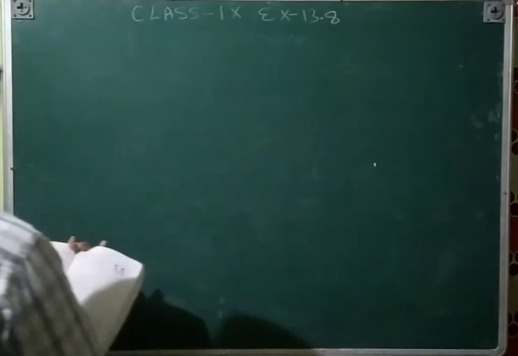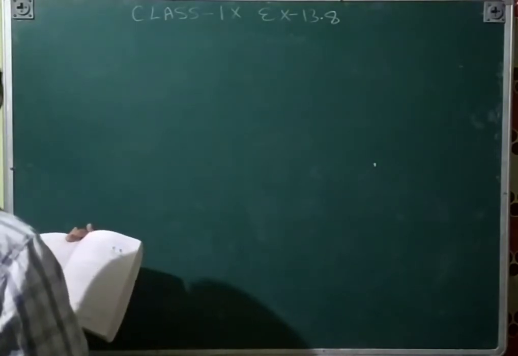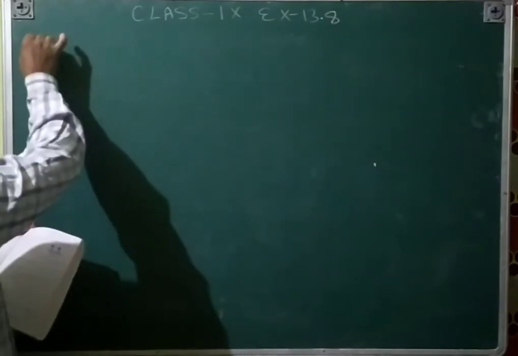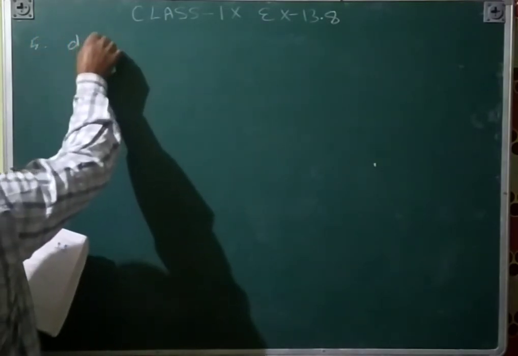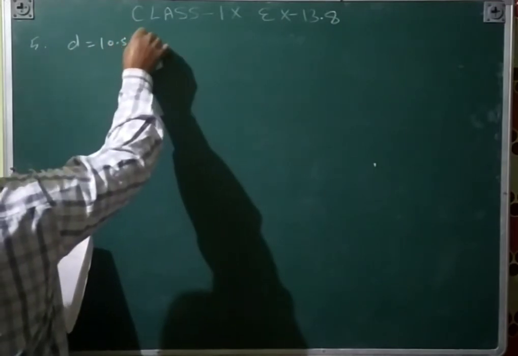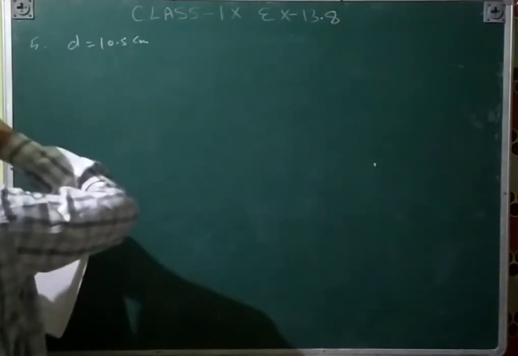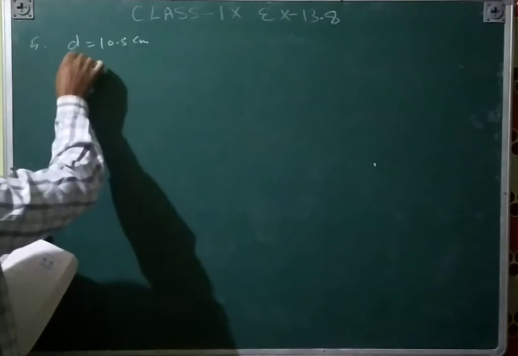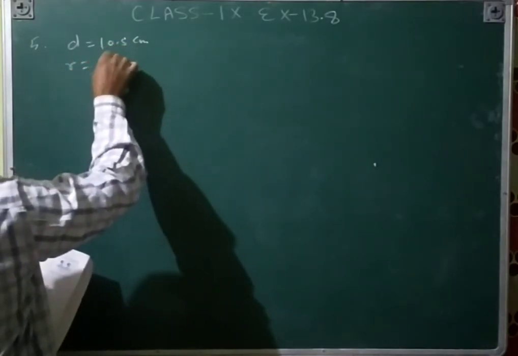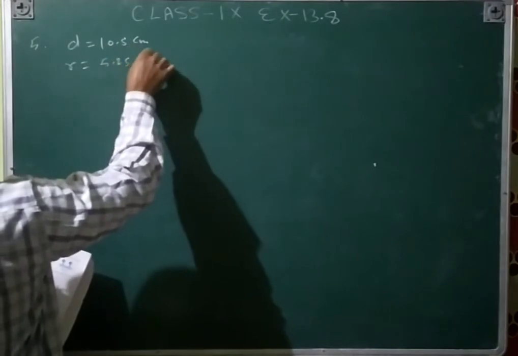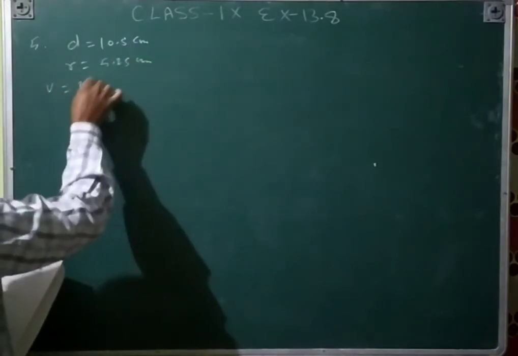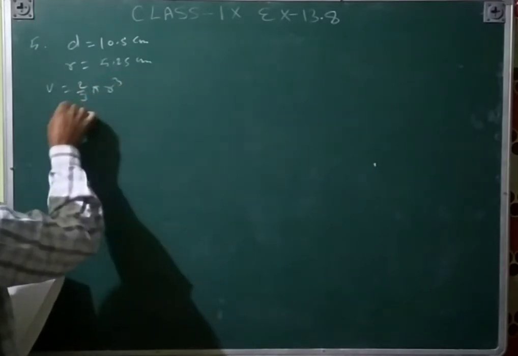How many liters of milk can a hemispherical bowl of diameter 10.5 centimeters hold? Hemisphere. Now we will do the hemisphere. Diameter is equal to 10.5 centimeters. So r will obviously be half of that, that will be 5.25 centimeters. And then volume is equal to 2 upon 3 pi r cube.